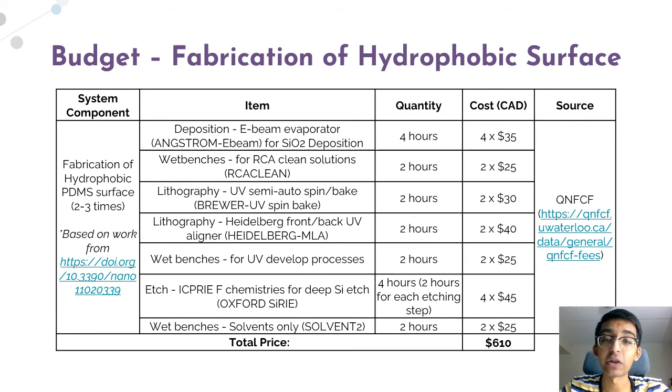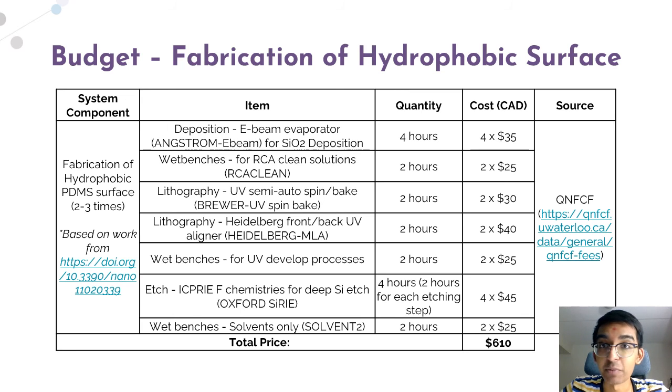The second main component of the fabrication would be fabricating the microstructures on PDMS for the hydrophobic surface of the device, given that this option is chosen over the nanowires, as the budget for the nanowires is still being worked out as well. So this would also be done using the QNFCF facilities, and as discussed in the fabrication process, we would first start off with the silicon substrate.